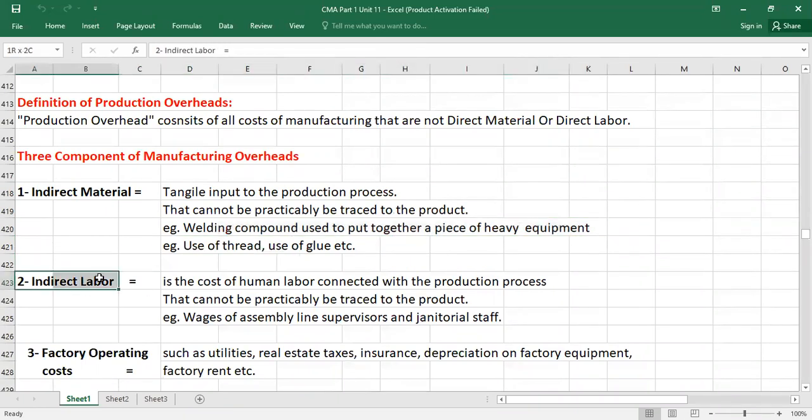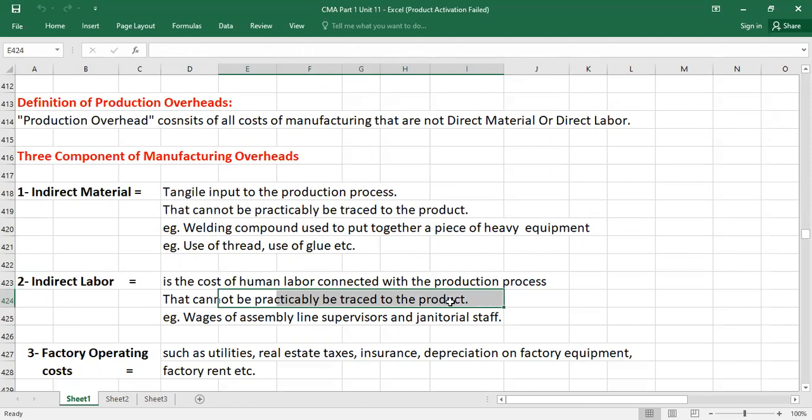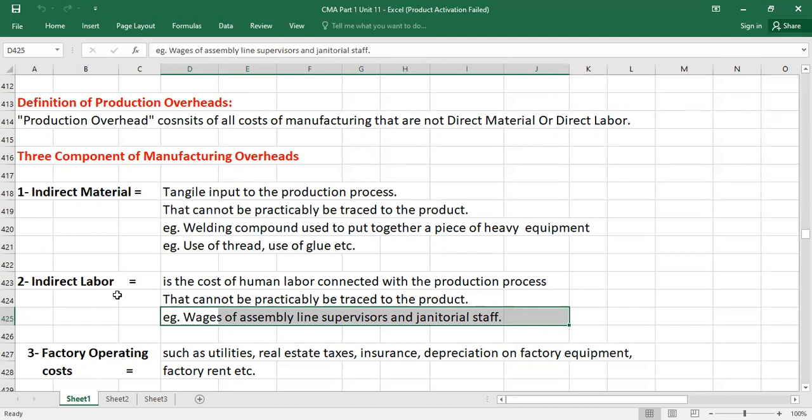Second, we have indirect labor. Indirect labor is the cost of human labor connected with the production process, but that cannot practicably be traced to the product. So usually it includes the wages of assembly line supervisors and janitorial staff. During the production you might have certain employees who are directly working on the manufacturing of the product, so that is classified as direct labor. But any staff, like the supervisors above them, or janitorial staff like cleaners, maybe the maintenance workers, are classified as indirect labor.